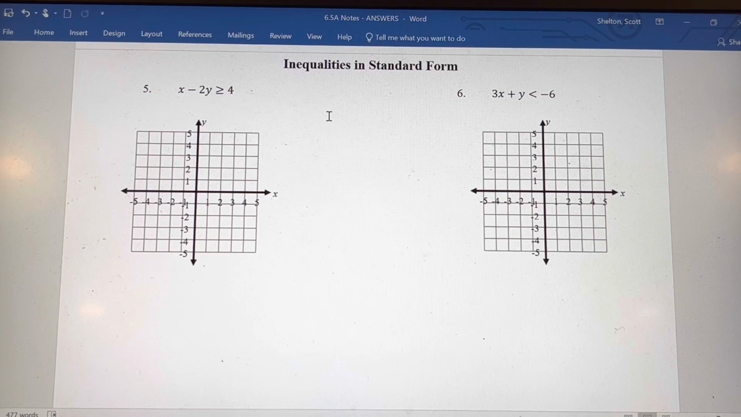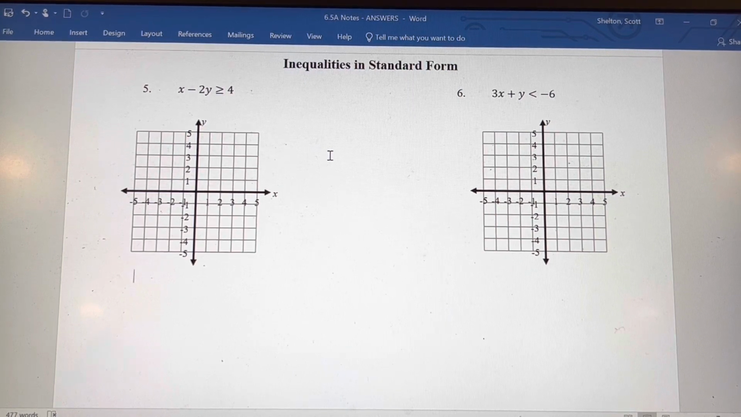All right. So number 5, again, notice we've got inequalities in standard form here. We've got both the x and the y terms on the left side, and then we've got our inequality symbol, and then we've got a constant on the right side. So if you remember, the best way, the quick graph for these is to find the intercepts.